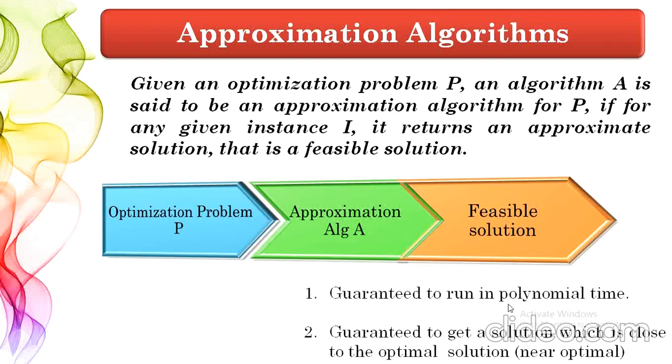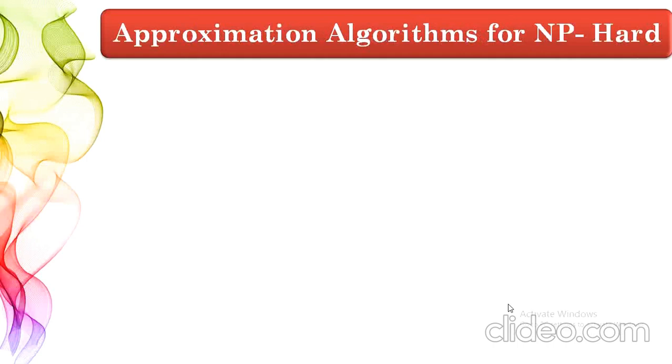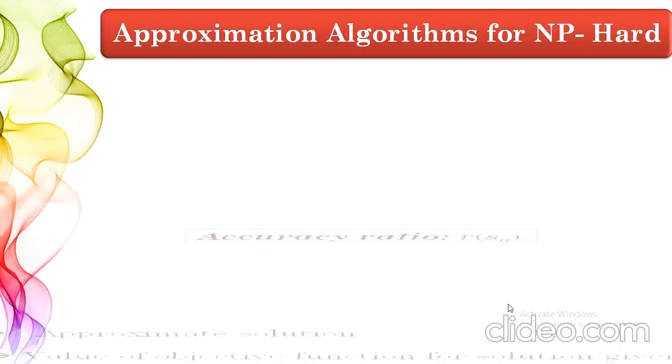These are the two important properties of an approximation algorithm. That is, it is guaranteed to run in polynomial time, and it will give a near optimal solution, not the exact solution, but a near optimal solution. This is the approximation algorithm for NP-hard problems.